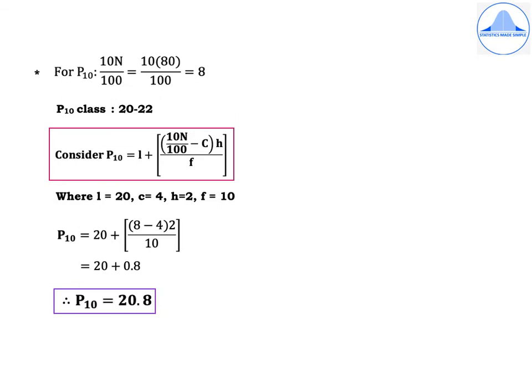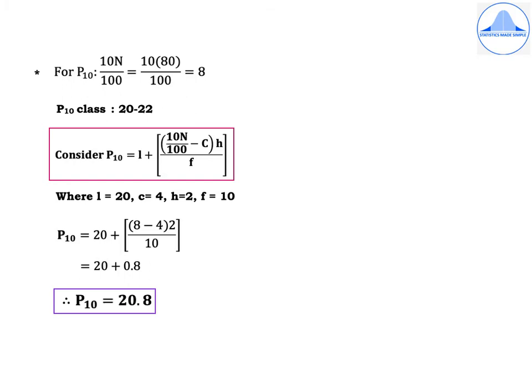Fourth subdivision, for P10, find out 10n by 100, which is 10 into 80 by 100, which is equal to 8. Now in the CF column, the value which is greater than 8 is 14. Corresponding to it, you write greater than 10n by 100 and find out the corresponding class interval, that is 20 to 22, which is the P10 class.